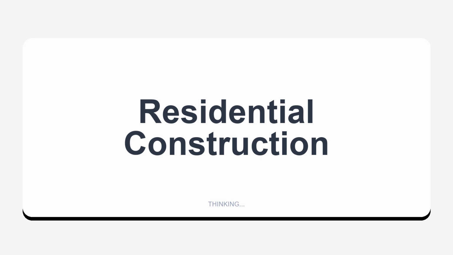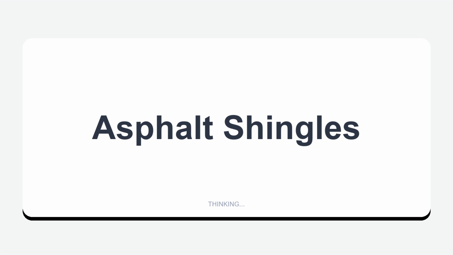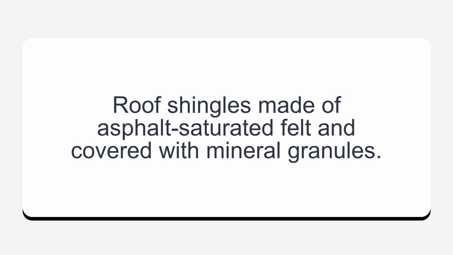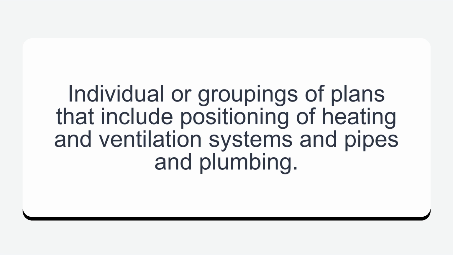Residential construction. The process of building a structure that serves as a dwelling or a home in which a person lives. Asphalt shingles. Roof shingles made of asphalt saturated felt and covered with mineral granules. Mechanical plans. Individual or groupings of plans that include positioning of heating and ventilation systems and pipes and plumbing.